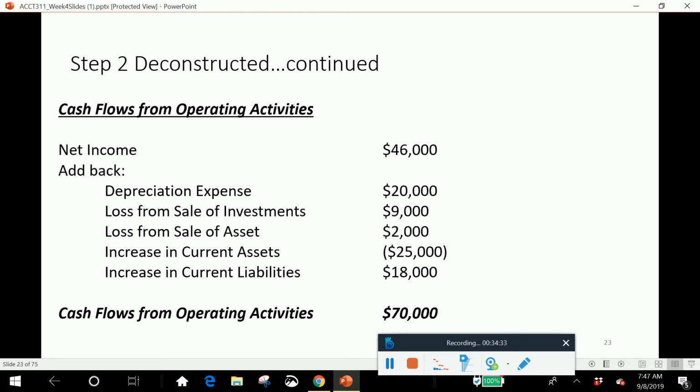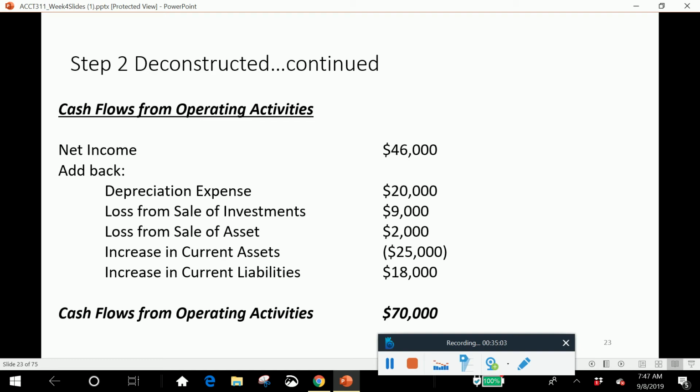Okay, so if we put everything together then, we started with our net income. We're going to add back our depreciation expense. We're going to subtract our increase in current assets because that's an outflow. We're going to add our increase in current liabilities. That's an inflow. Now, we talked about the loss from the sale of the asset, so that needs to get added back. We also had a loss from the sale of investments of $9,000. That needs to get added back.